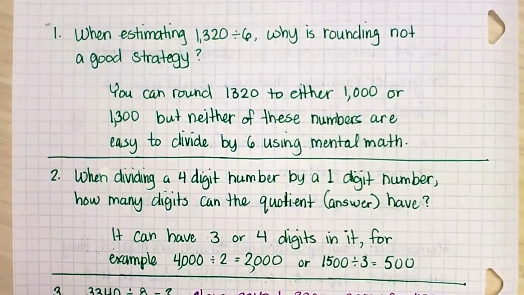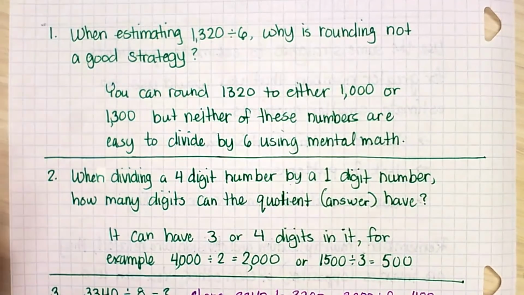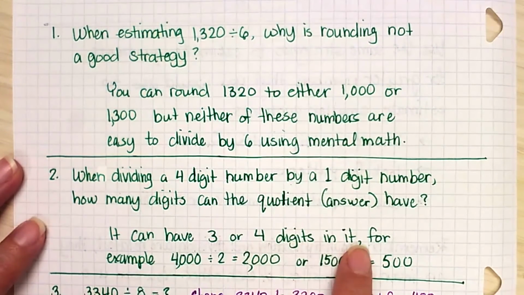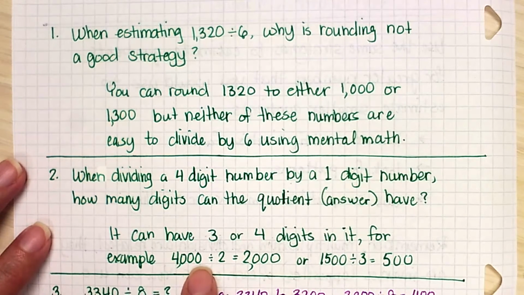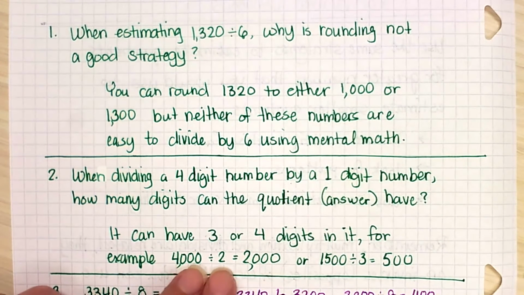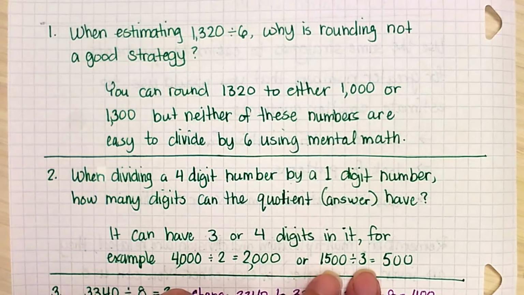Our next question asks, when dividing a 4-digit number by a 1-digit number, how many digits can the quotient, or the answer, have? So your quotient can either have 3 or 4 digits in it. And I gave you examples to show you. If I had 4,000, so that's a 4-digit number, divided by 2, which is a 1-digit number, my answer is going to be 2,000. So this still has 4 digits in it. But if I have something like 1,500 divided by 3, my answer is going to be 500, and this only has 3 digits in it.